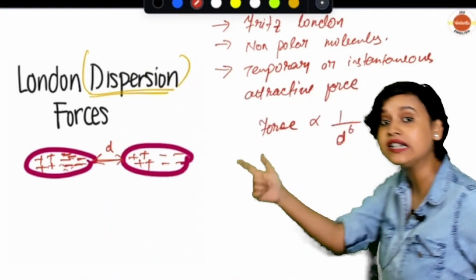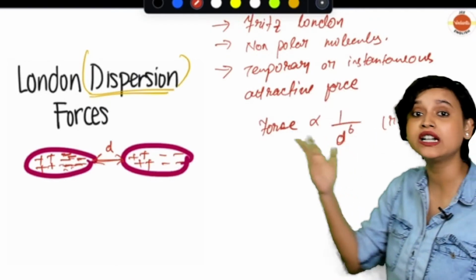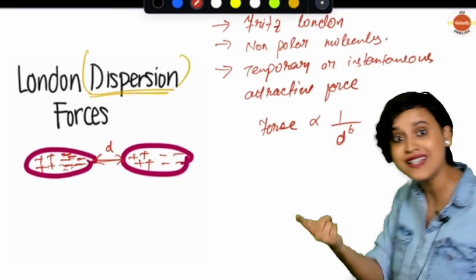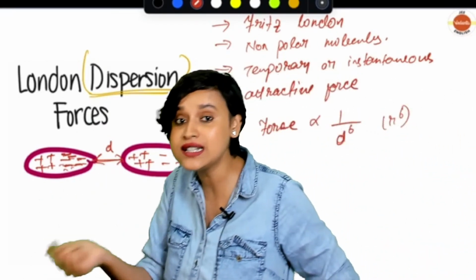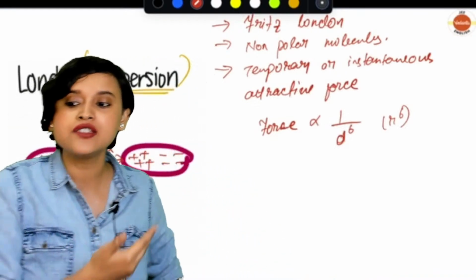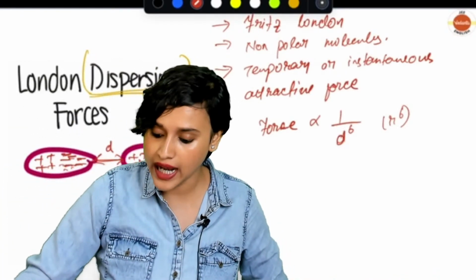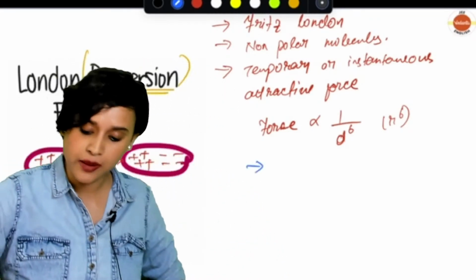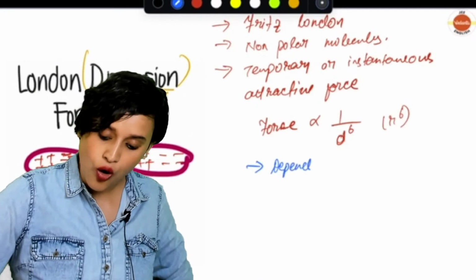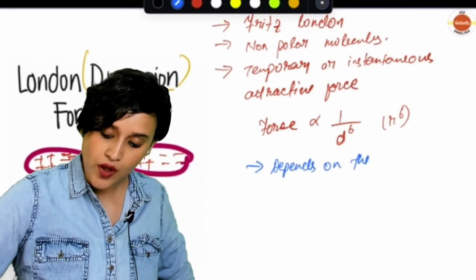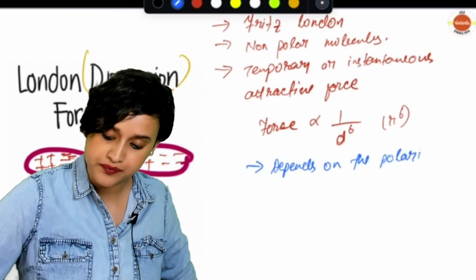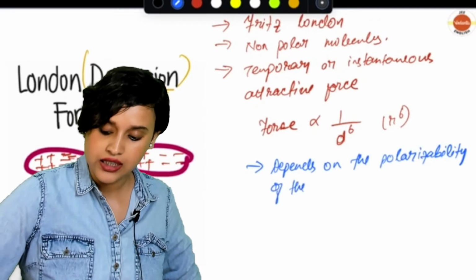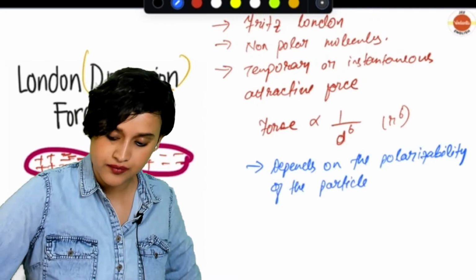And very similarly, right here also, it depends on the polarizability of the particle. Do they really want to show this attractive force? So it depends on that, everybody. So what do I write here? I'm going to write here that it depends on the polarizability of the particle.